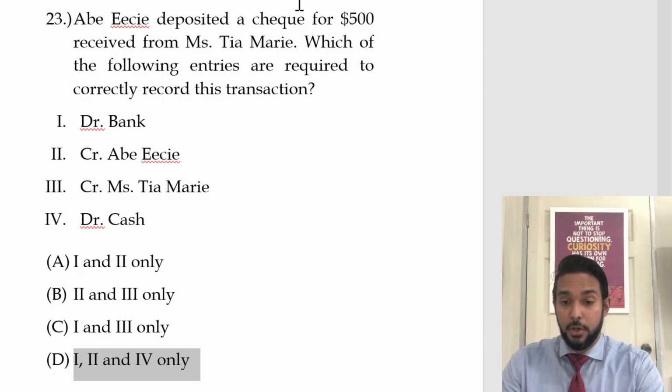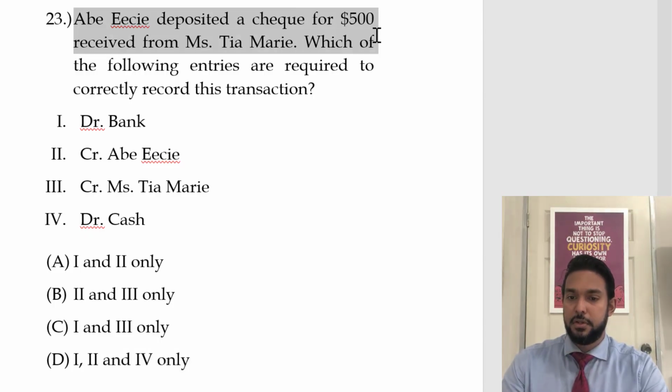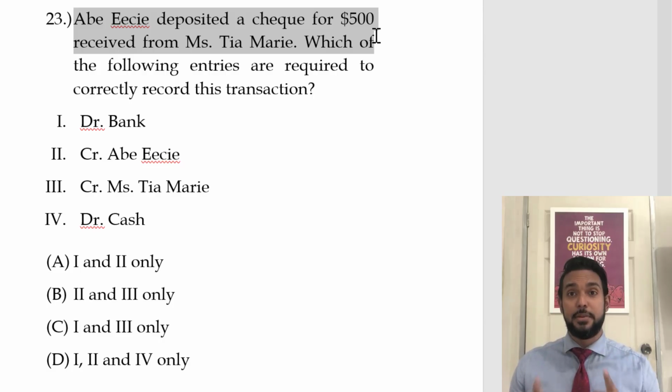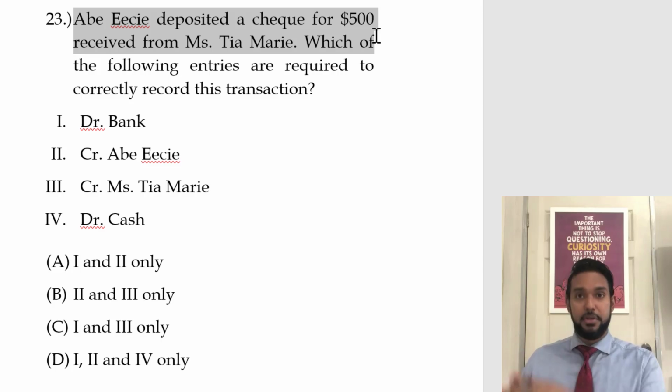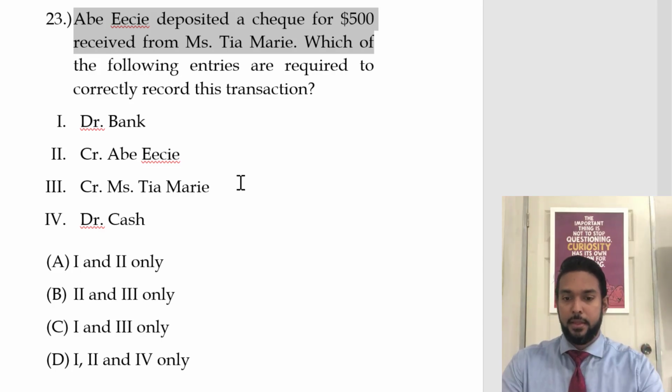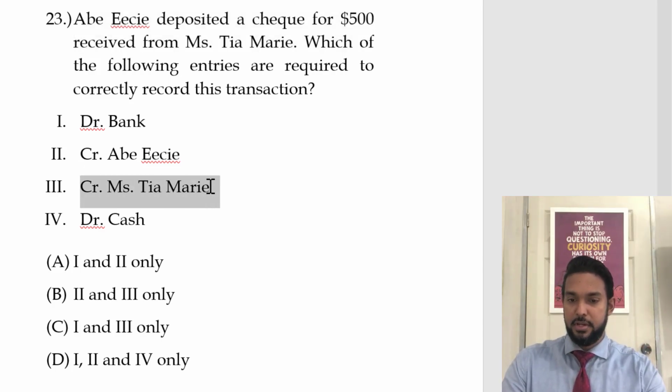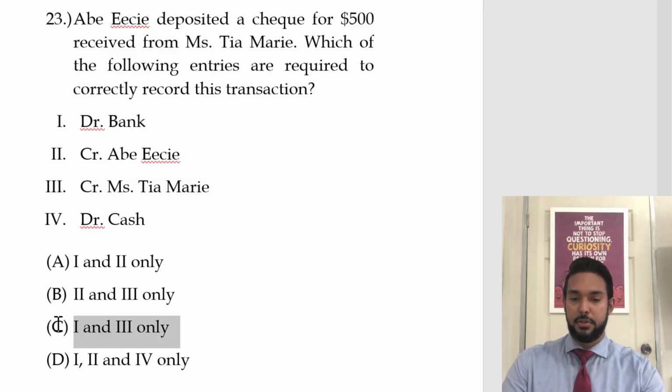Okay, so we deposited 500. It came from Tia Marie. So if it's coming from Tia Marie, you credit Tia Marie and you debit bank. Credit where it's coming from, Tia Marie, debit where it's going, bank. So you credit Miss Tia Marie and you debit bank. So 1 and 3. That seems to be option C.